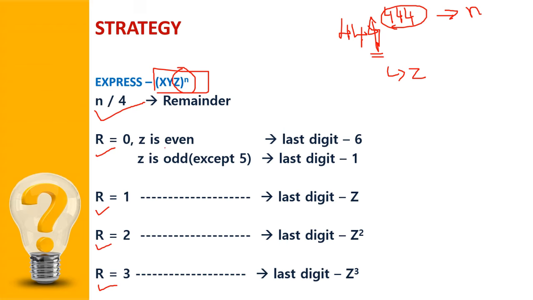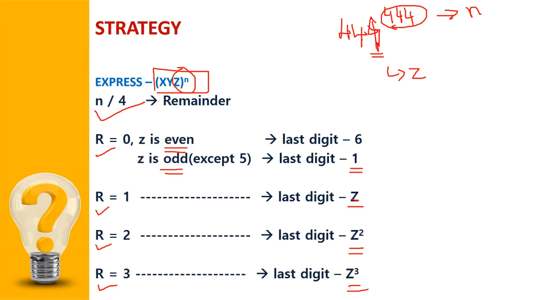So if z is even, so in this case it is even. Same way, if z is even, the last digit will always be 6. And if z is odd except 5, the last digit will always be 1. And then it is very simple to solve it. So if your remainder is 1, the last digit will be z. If your remainder is 2, the last digit will be z square. And if the remainder is 3, the last digit will be z cube.